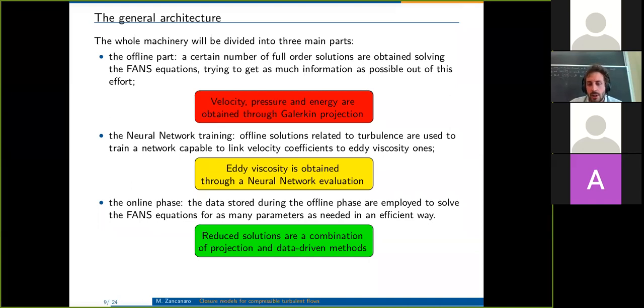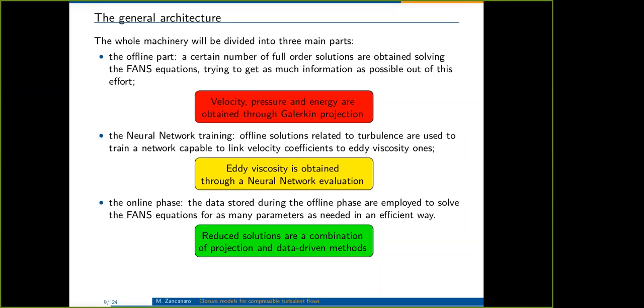So basically, the first two steps, the offline phase and the neural network training, are the most costly ones.